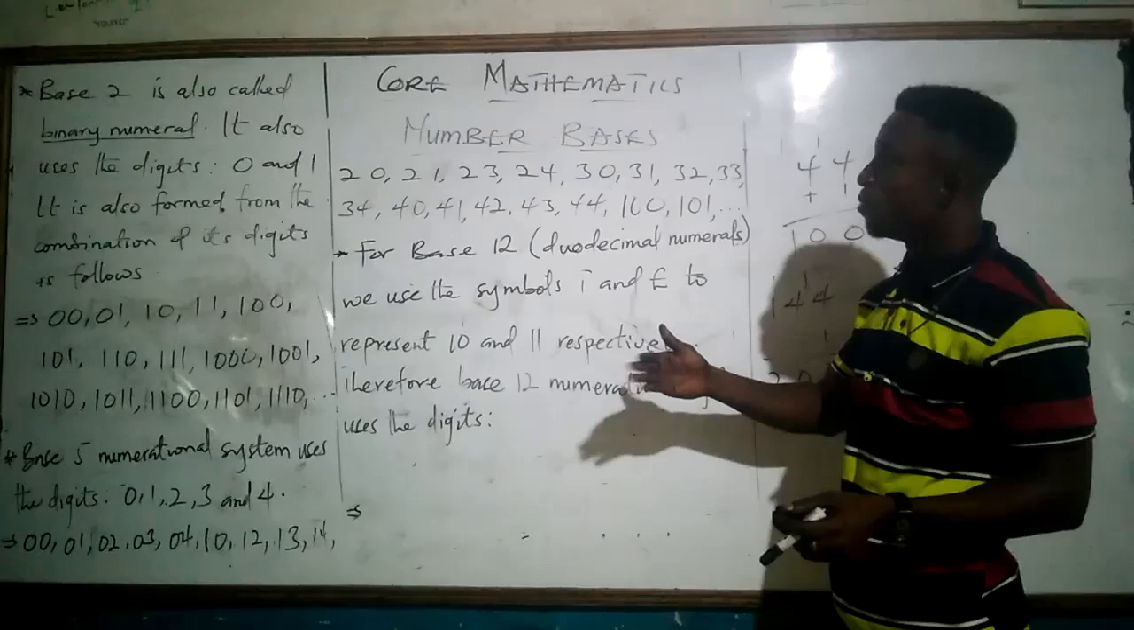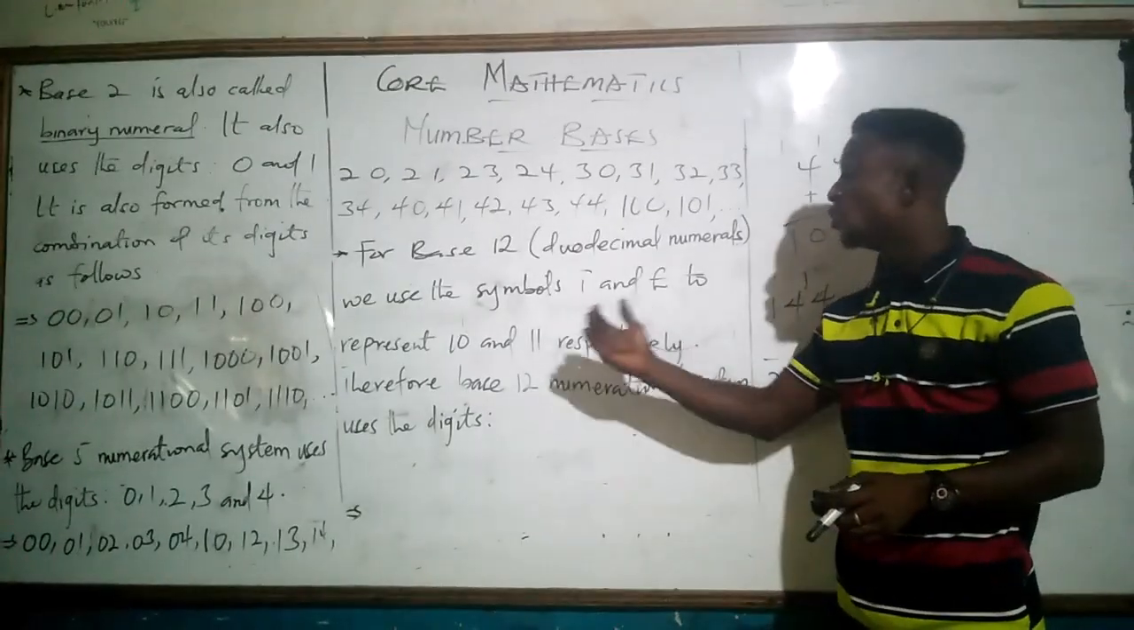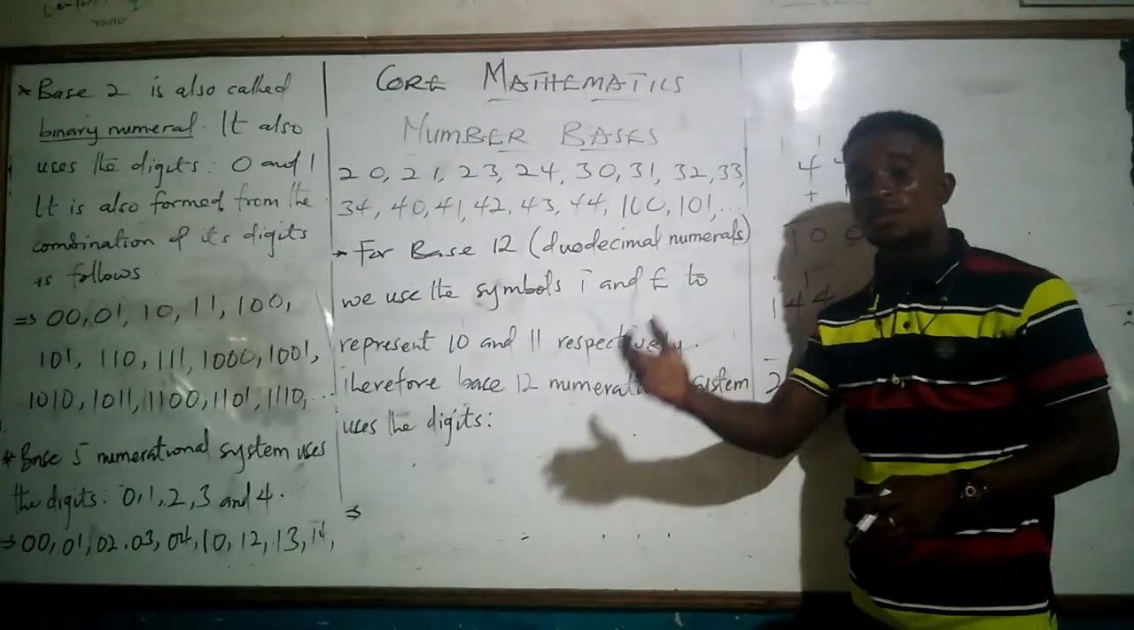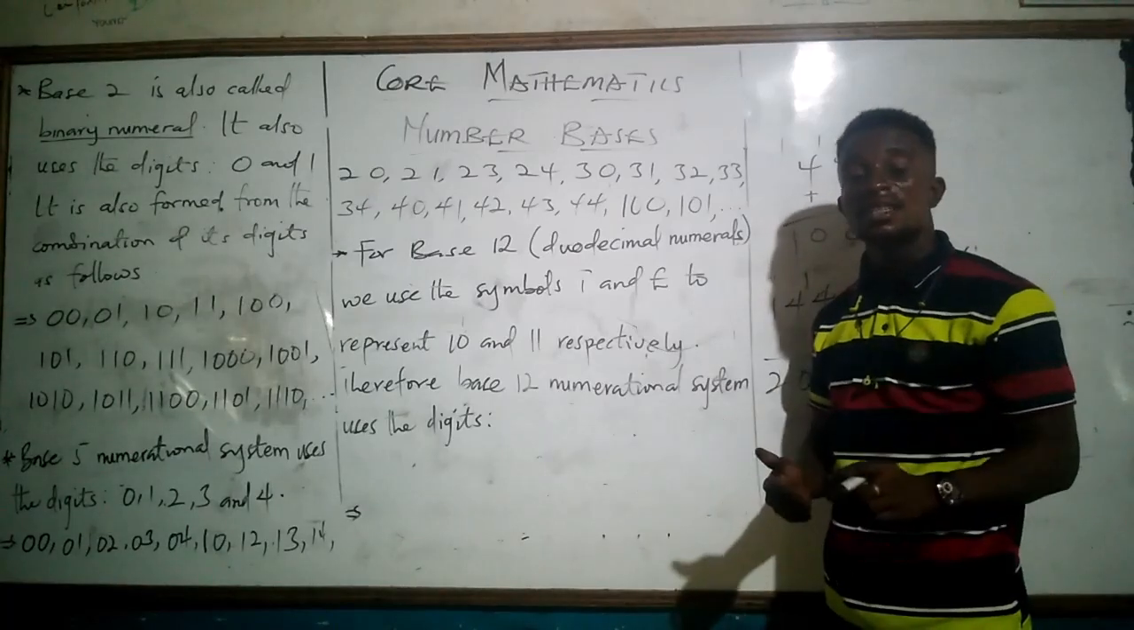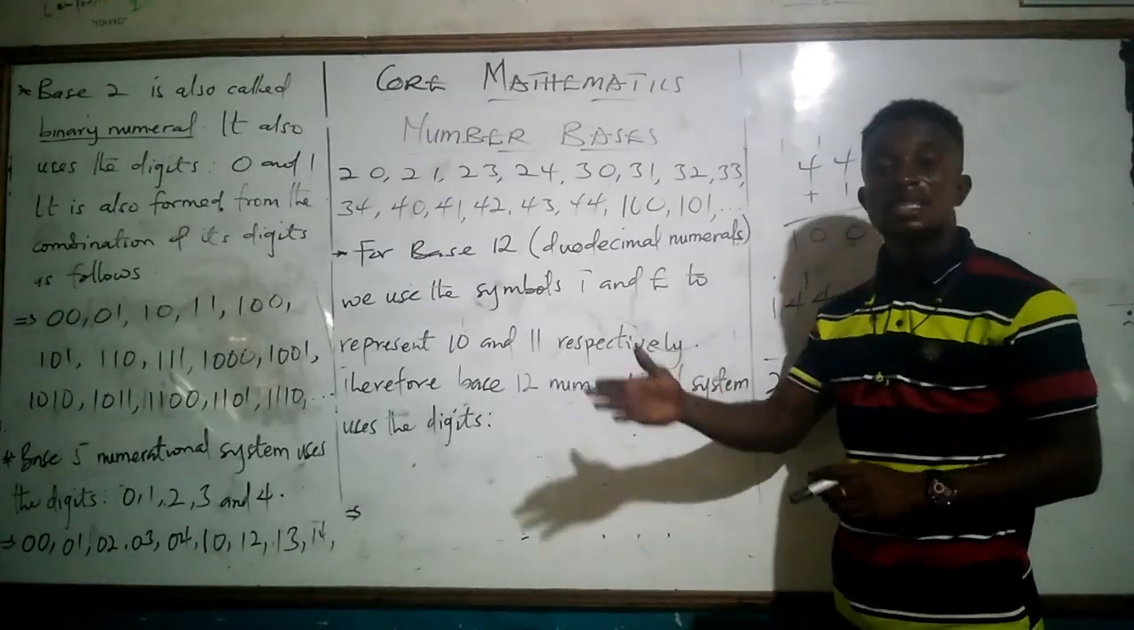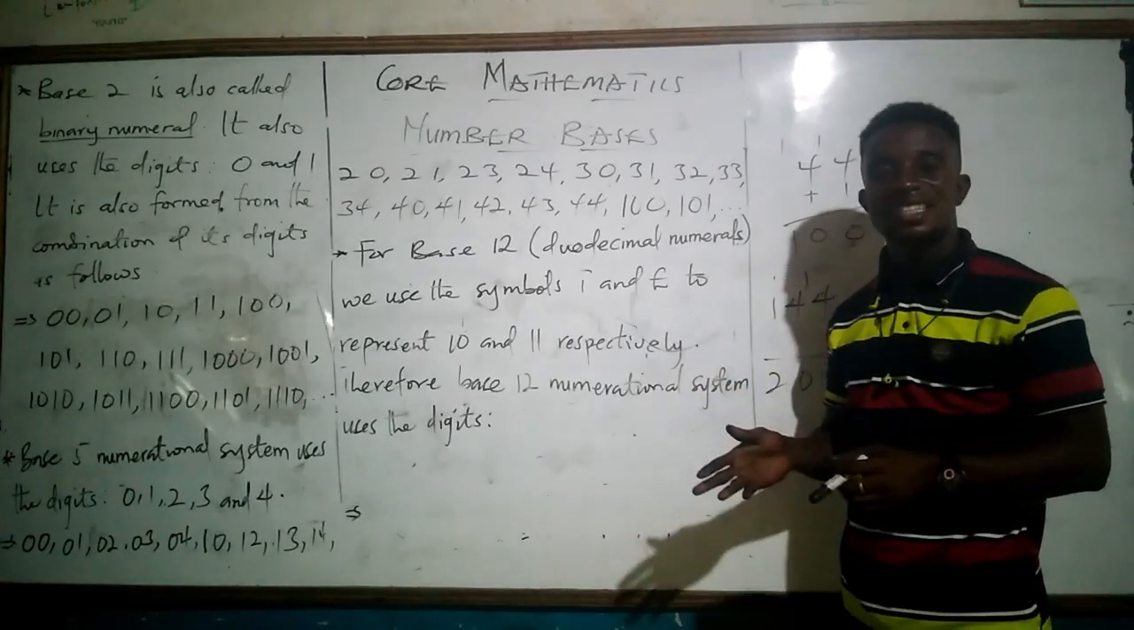So if you want to do base 3, the same thing. You use the same idea. Base 4, you use the same idea. Base 6, base 7, base 8, we use the same idea. Please, are we getting that?